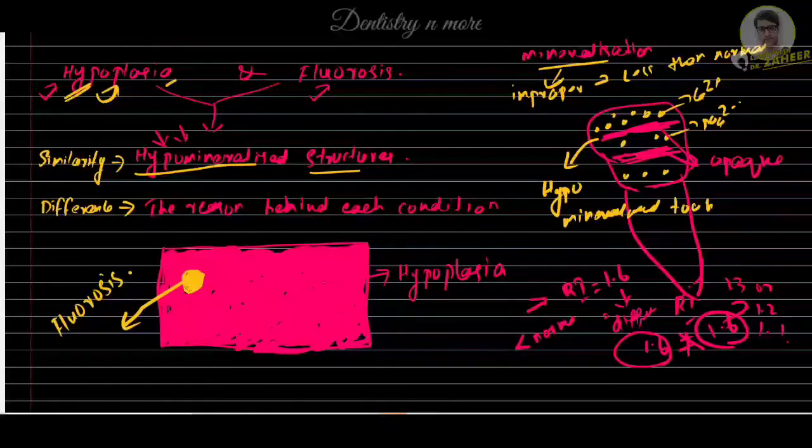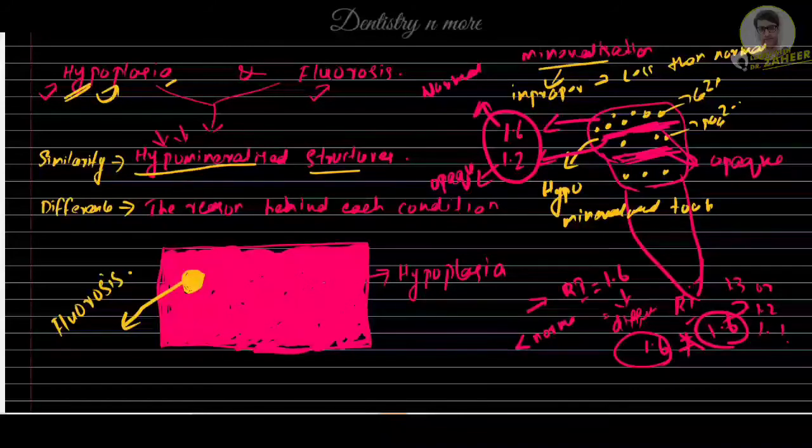So when we have two different refractive indices on the same object, this area has a refractive index of 1.6, but this area has a refractive index of 1.2 or 1.3. It is different, it is not normal, so these two will be seen as different colors. The 1.6 will be normal enamel, a slight yellowish color, but this will be more opaque because of the difference in the refractive index. That is why we see white spots or white lines when there is hypomineralization. So that is the concept of a hypomineralized structure. Both hypoplasia and fluorosis are hypomineralized structures, seen as white lines or opaque areas.